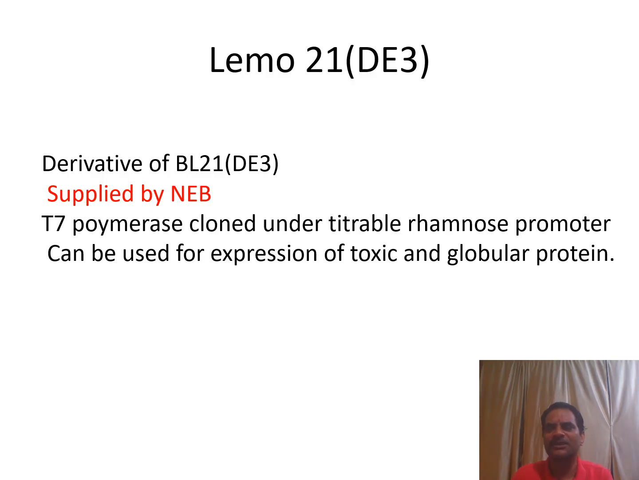Can be used for expression of toxic and globular proteins. So the main purpose with IPTG is whether it will express or it will not express. But in case of this rhamnose promoter, expression can be increased or decreased, meaning it can be titrated by changing the concentration of this rhamnose, that is also a type of carbohydrate, you can say. So this is called LEMO21. So you can produce your membrane protein or globular protein in case of LEMO21.